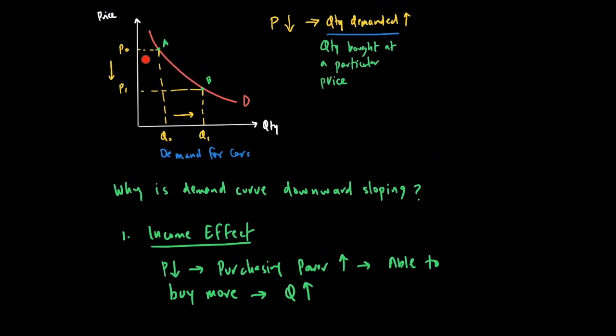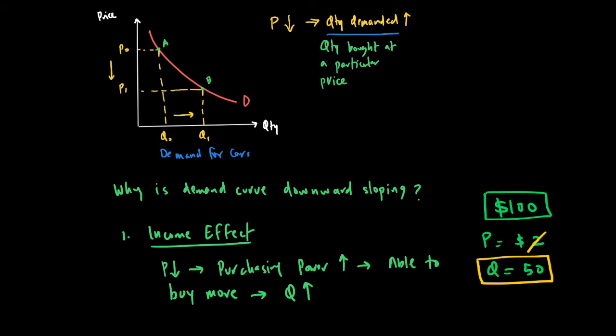So when you go from P0 to P1, because the goods are becoming cheaper, you are able to buy more. Let's say you have $100, which is your income, and right now the price of a good is $2. Well, this would mean the quantity would be 50, because 100 divided by 2 is 50. Now, if the price suddenly goes from $2 to $1, your same $100 would now buy you 100 divided by 1, which is 100 units.